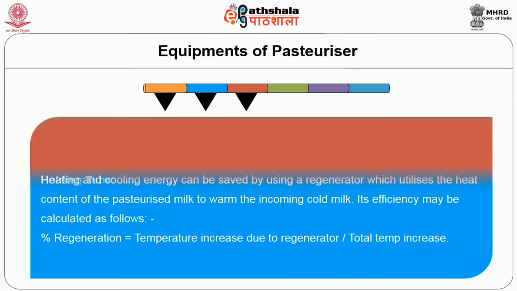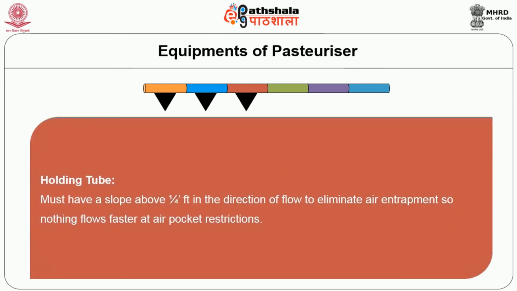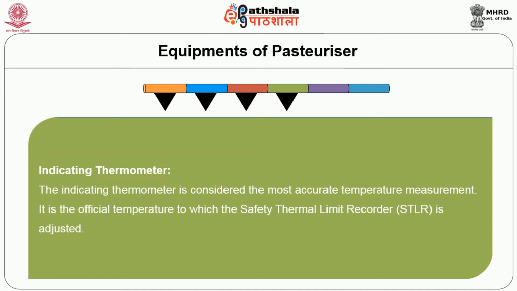The next is the holding tube. It must have a slope of at least 1/4 inch per foot in the direction of flow to eliminate air entrapment, so that nothing flows faster because of air pocket restrictions. Next is the indicating thermometer. It is considered the most accurate temperature measurement. It is the official temperature to which the safety thermal limit recorder is adjusted.